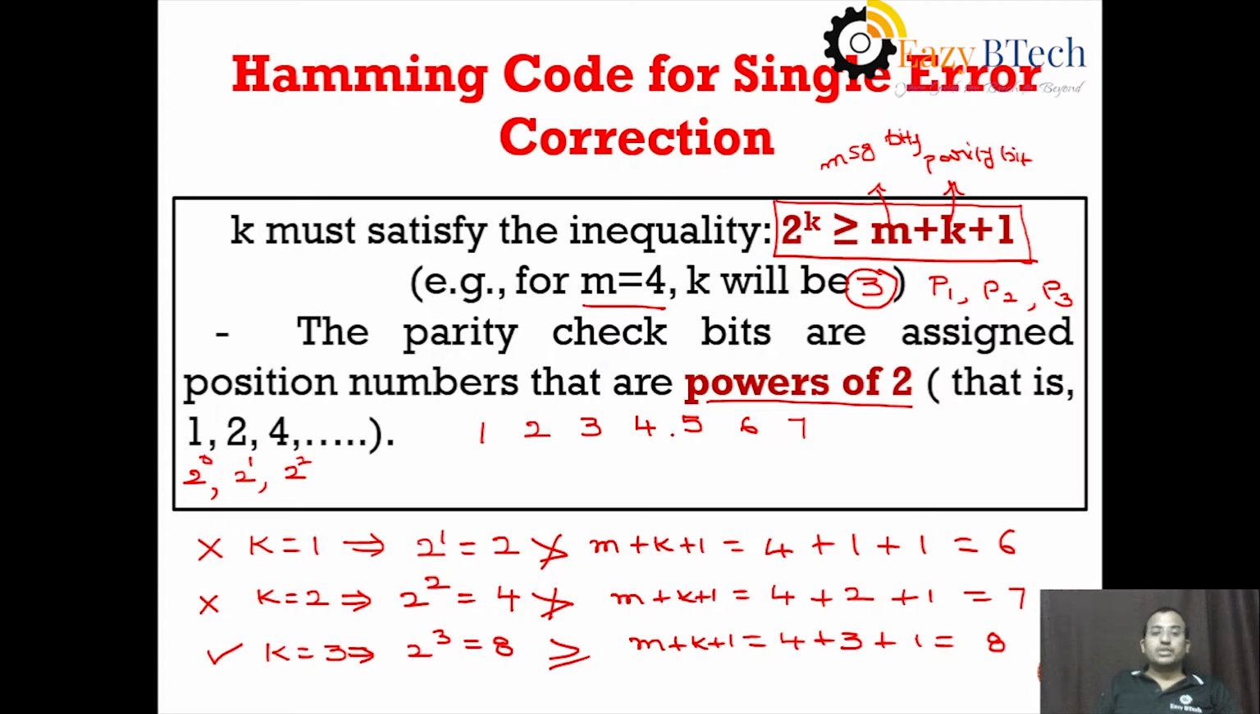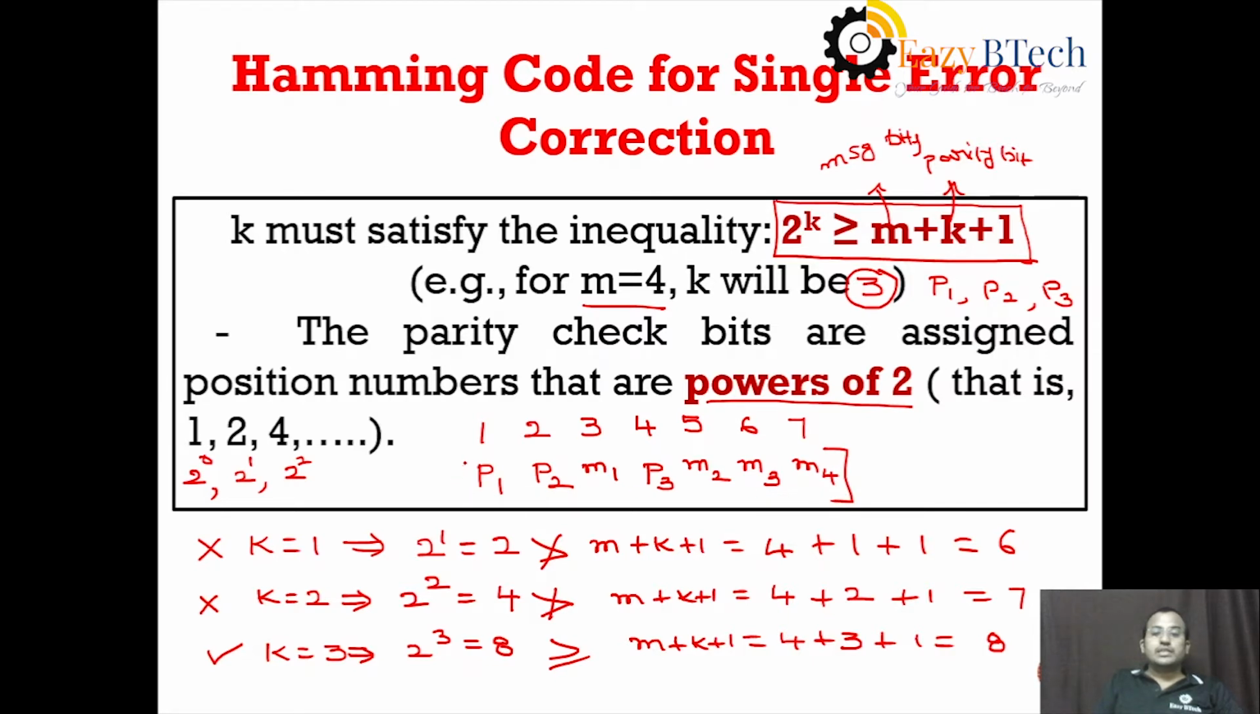In these seven positions, we have to place the parity bits in the locations 1, 2, 4. If we call P1, P2, P3 the parity bits, these parity bits we have to place in the powers of 2: 2^0, 2^1, 2^2. That means 1, 2, 4. And the message bits we have to arrange in the remaining positions. So M1 will come here, M2 will come here, M3 will come here, M4 will come here.